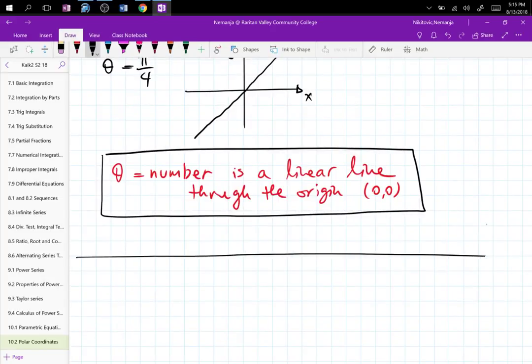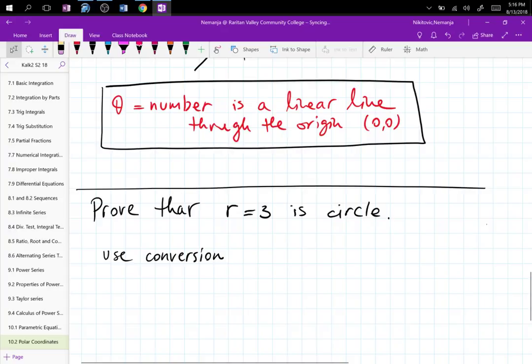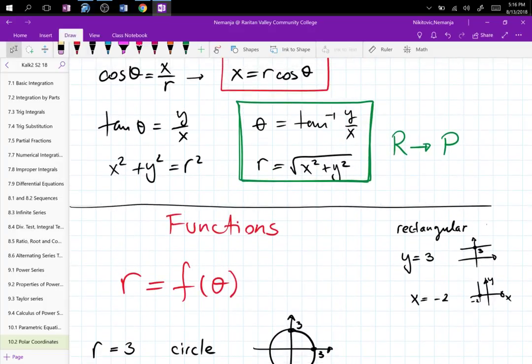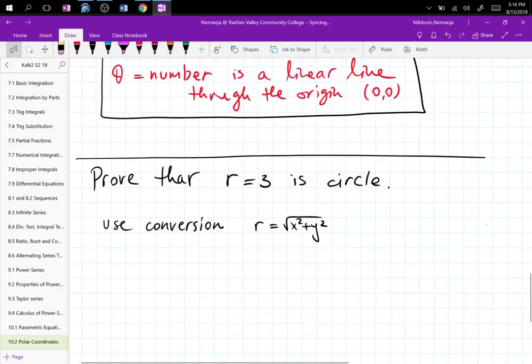Now, can we prove that r equals 3 is a circle? Well, we use a conversion, and then transfer that into your rectangular equation. So r is equal to 3. Well, we use the conversion r equals the square root of x squared plus y squared, because that's given to us in a green box. Because the green box is the link between the two.